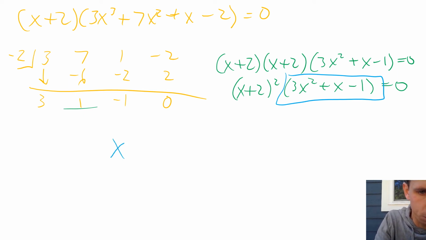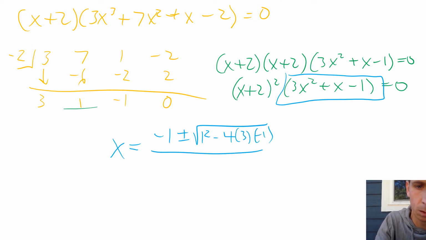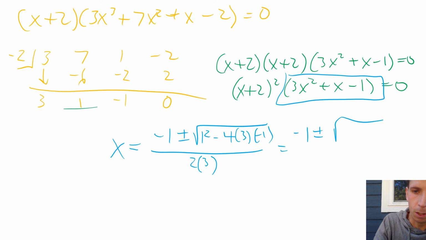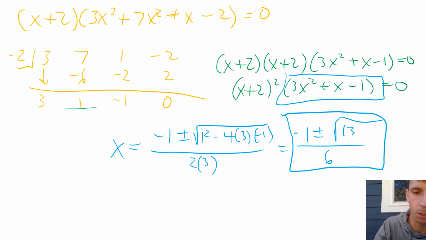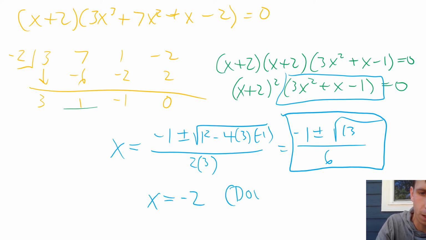So my roots for that quadratic, -1 plus or minus, so we'll have -1 plus or minus the square root of 1 plus 12, so 13, over 6. All right, so our roots are going to be, there's two roots right here, -1 plus or minus the square root of 13 over 6, and x equals -2, which, as we mentioned, is a double root.